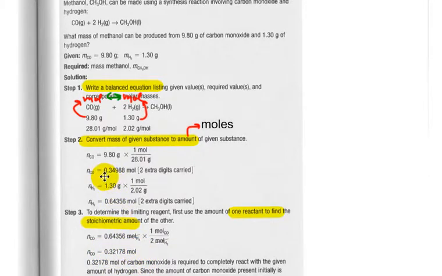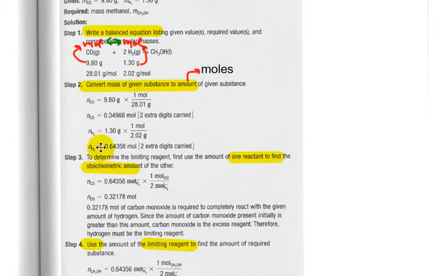And what we have is 0.34. So we have definitely enough. We also have extra. So that tells you that carbon monoxide must be in excess, and hydrogen will definitely be using all of that up. So hydrogen is the limiting reagent or reactant as illustrated here, and that is what we're going to use to determine how many grams of methanol is produced.